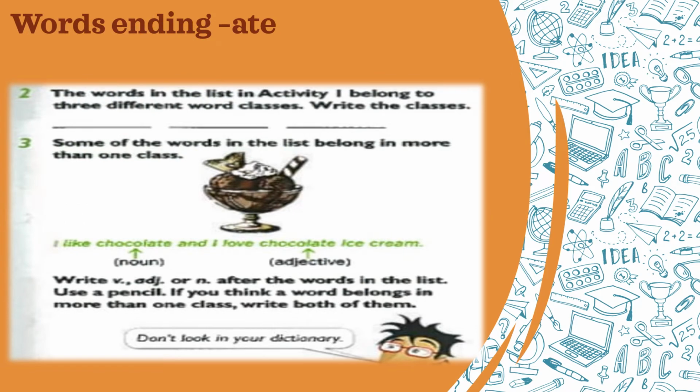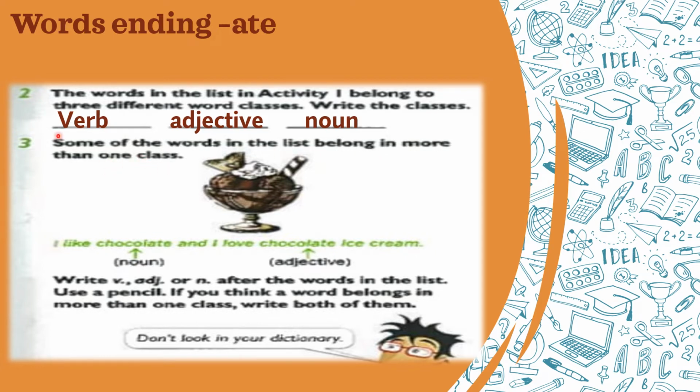Now question number 2. The words in the list in activity 1 belong to 3 different word classes. Write the classes. Yes, as we said, we have verbs, adjectives, and nouns. And we talked about the words that end in the suffix "ate", excellent, and have lots of classes as we said. Number 3, some of the words in the list belong in more than one class.